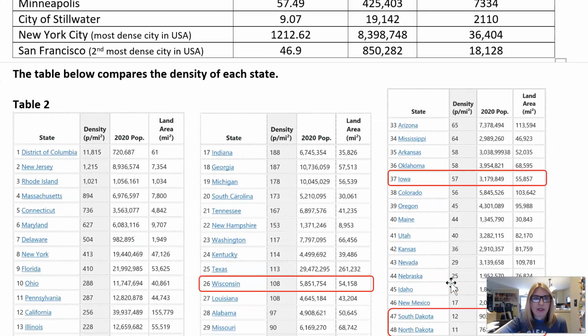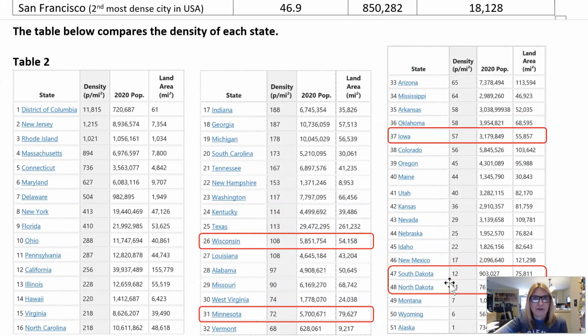So the table below compares the density of each state. You can see that the most dense state is the District of Columbia, followed by New Jersey, followed by Rhode Island, Massachusetts. You get the points.